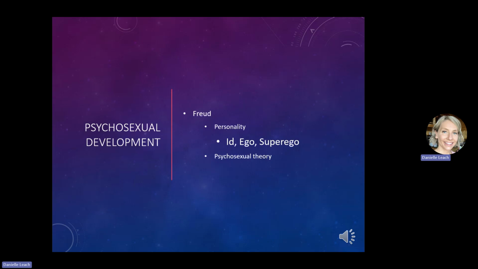The next theorist is Freud, and he had a theory on psychosexual development. Basically, this theory proposes that sexual energy is stronger in certain parts of the body at specific ages, and sexual feelings are present in different forms depending on how old the child is. Fixation of development can occur at specific stages if needs are not met or if conflicts aren't resolved.